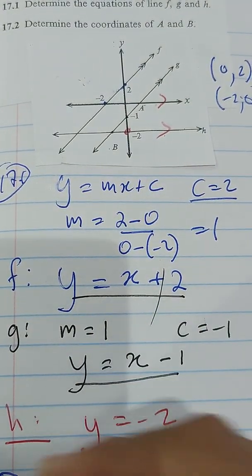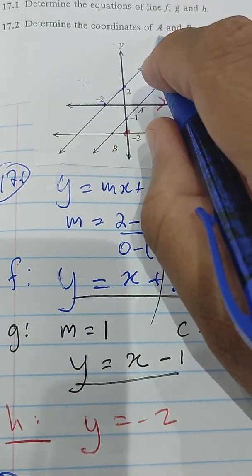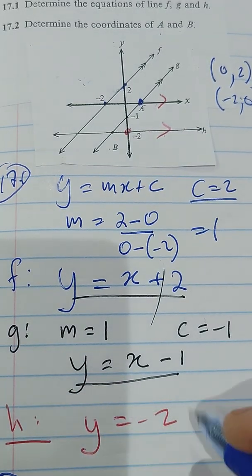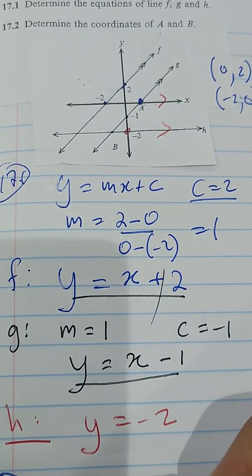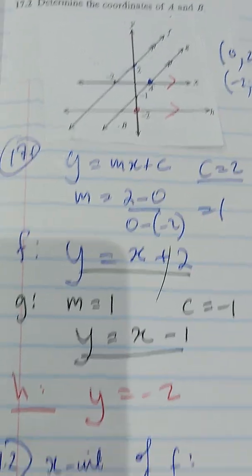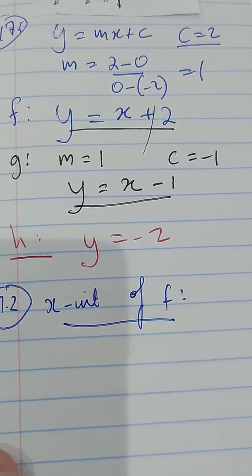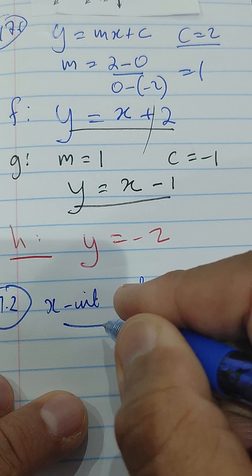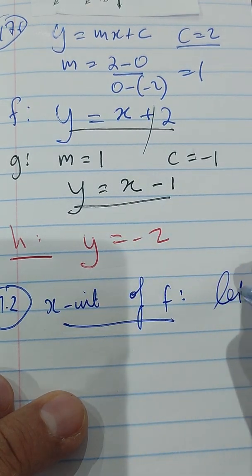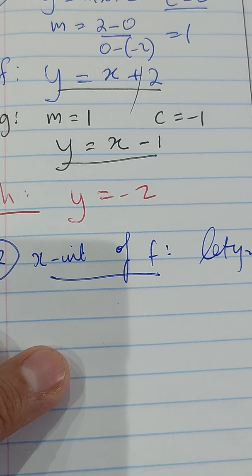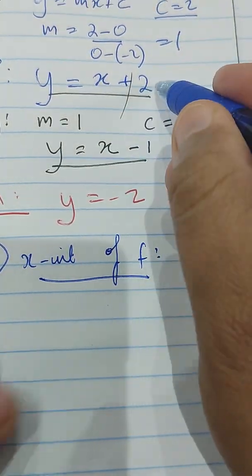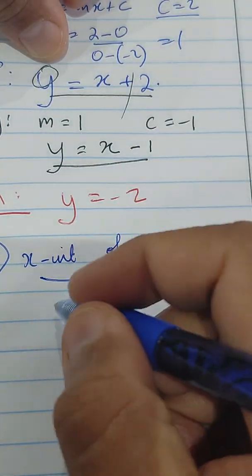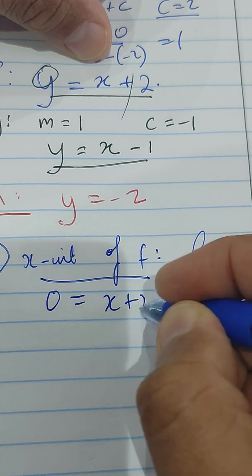Let's go to 17.2. 17.2 says determine the coordinates of A and B. So as you can see, A is your x-intercept. X-intercept of what? Of f. So I can use the equation of f to determine the coordinates of A. Remember, that's an x-intercept. What do you do for an x-intercept? Let y equal to 0. For f of x it is this here. So if y is 0, then 0 equals x plus 2.